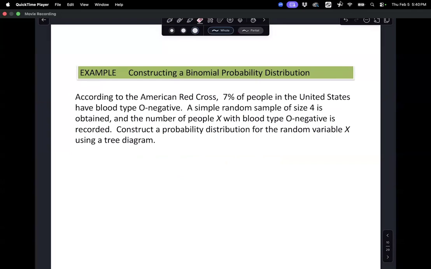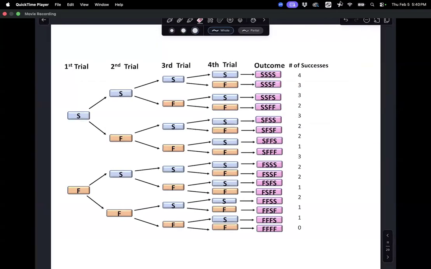According to the Red Cross, 7% of the people in the United States have blood type O negative. So we take a simple random sample of size 4, and the number of people with blood type O negative is recorded. We're going to create a diagram, and it's going to be crazy. We're going to use a tree diagram. In my first trial, this is all the trials. This is wild, and I'm going to walk you through it.